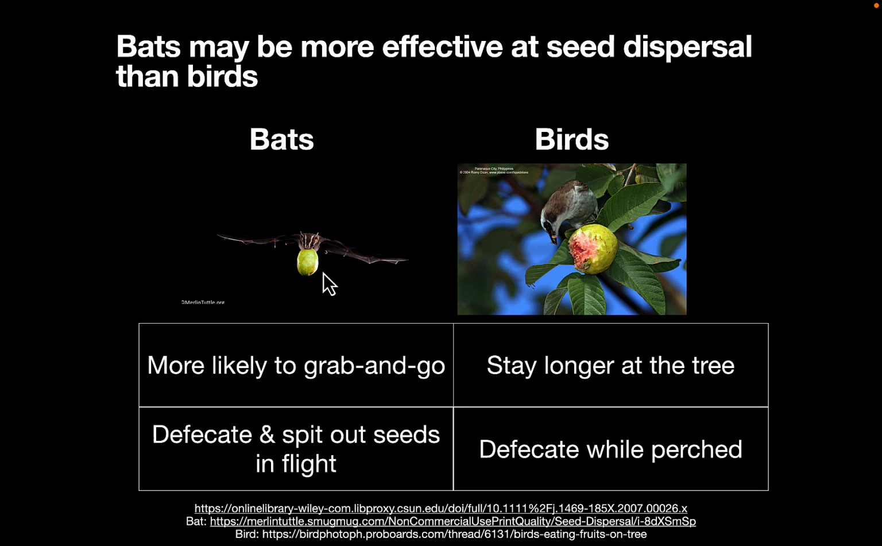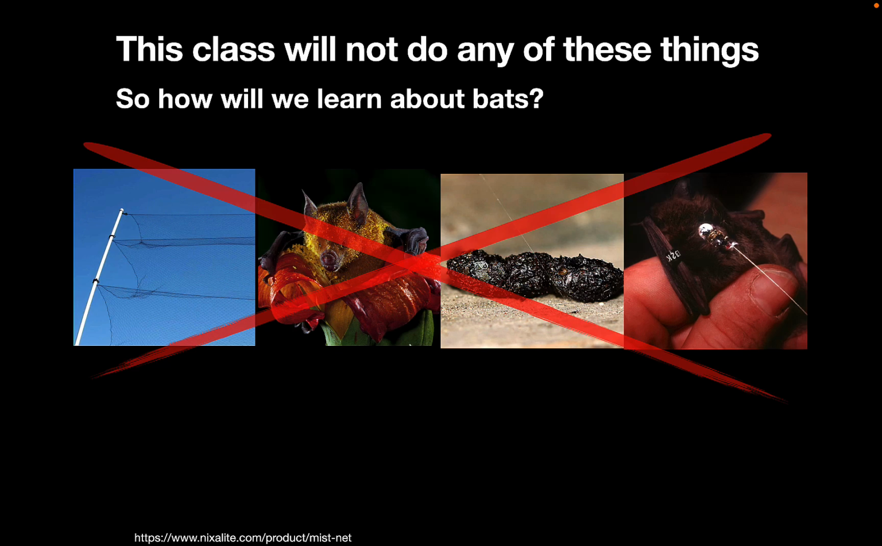Bats are more likely to grab and go, and when they do poop, they will defecate or spit out seeds in flight. So whatever is beneath them might have seeds raining down, and that can be a good source of new pioneer species, particularly in secondary succession in rainforests. And of course, the other thing is that many bats are pretty big seed eaters, and so they can carry really big seeds. And some of the tropical fruits, like say a mango, for example, is hard for a lot of birds to carry away, and yet a large bat can.